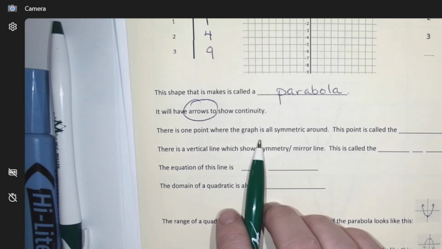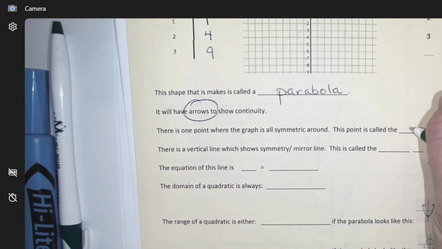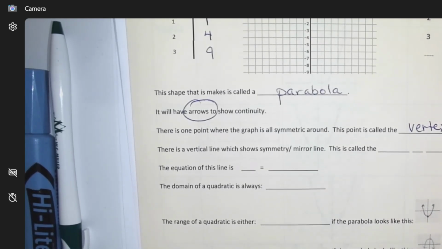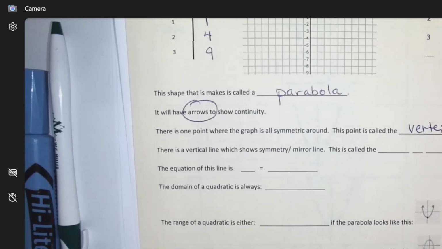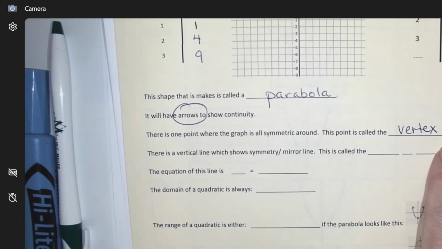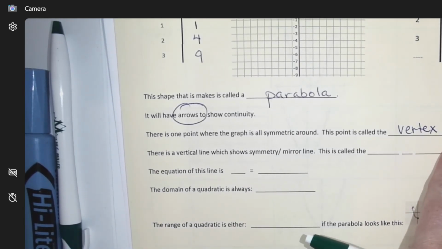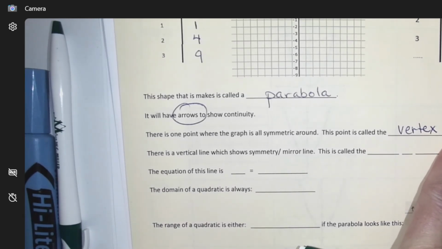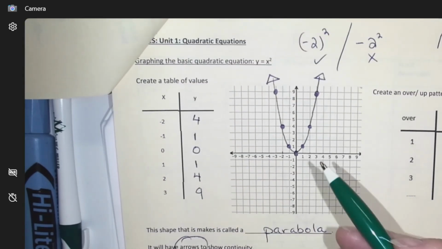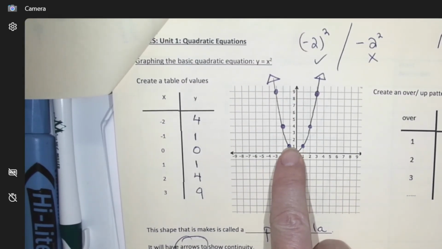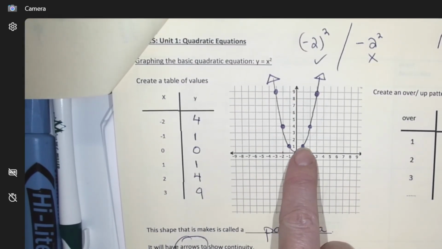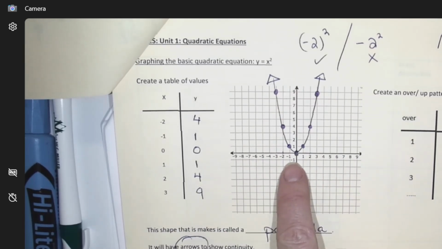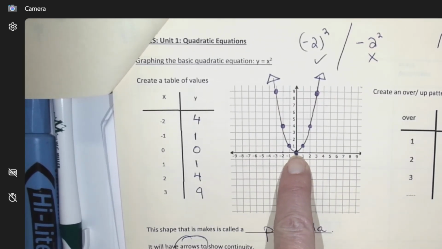There's always going to be one point where everything is based around, and this point is called the vertex. So on our graph, this is the point where everything is based around. It's the only point that never has a partner. Do you know what I mean by that? So this point and this point, we're going to call them symmetric partners, right? But this point doesn't have a partner, it's all alone.